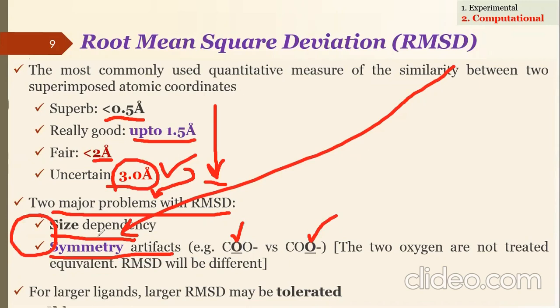The RMSD will depend upon size. Also, it will differ with the symmetry. And for larger ligands, a larger RMSD may be tolerated. So if we have larger ligands, we can tolerate the larger RMSD value. Am I clear or not?